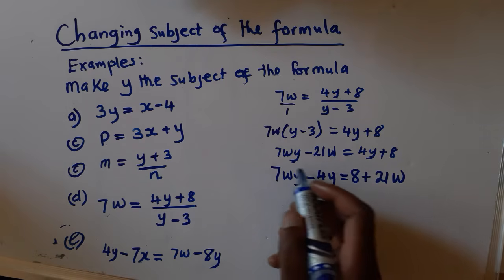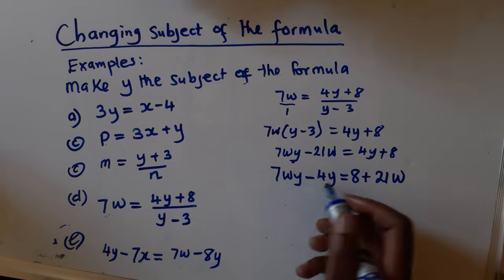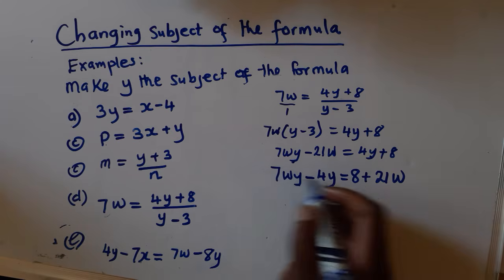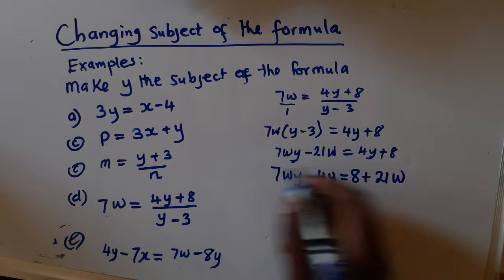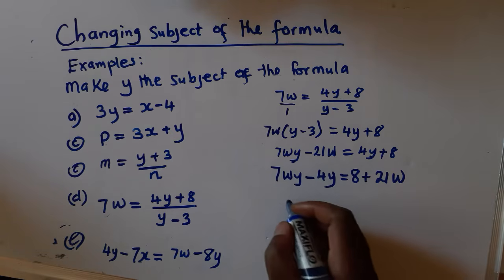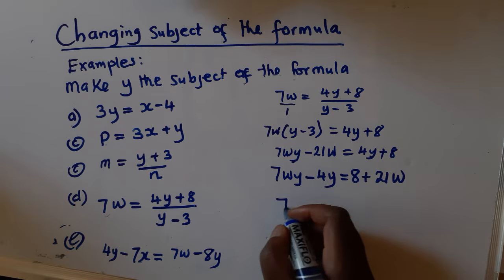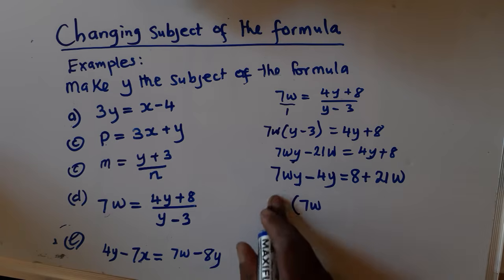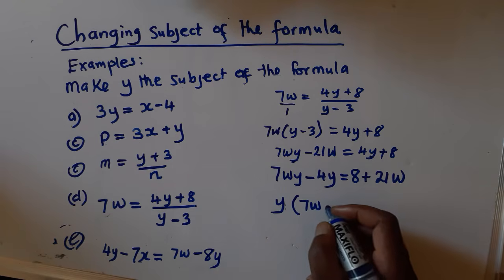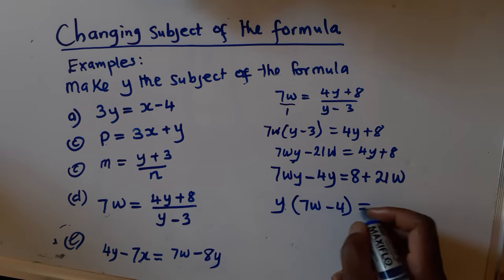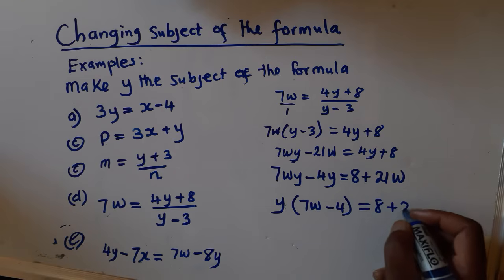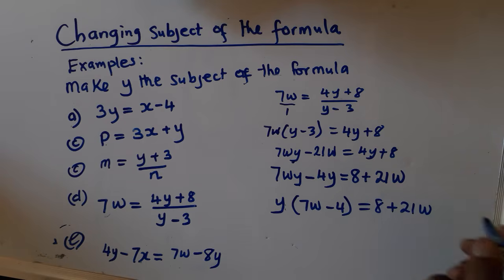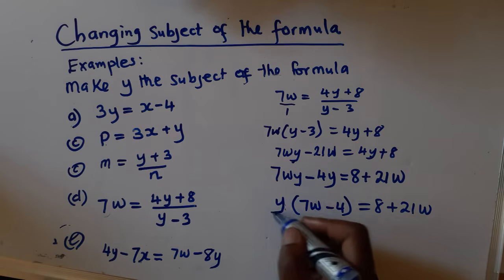We have got y and we've got y here. So what we are supposed to do is to factorize this y. Y must come out. You factorize y, so we need to have y here. What are you going to remain with here? 7w, sorry, supposed to be y, times 7w minus 4 is equals to 8 plus 21w. All right?